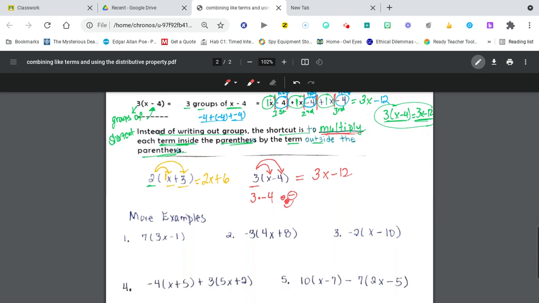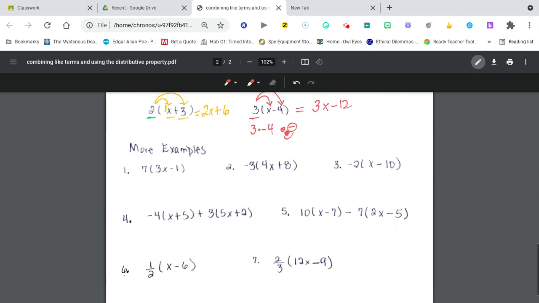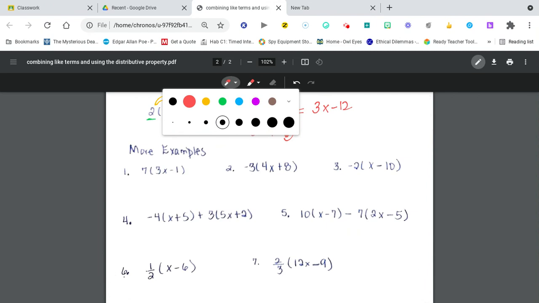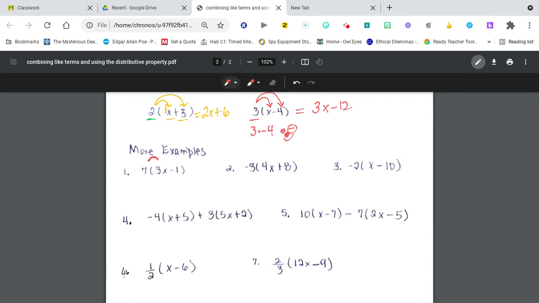All right, let's take a look at some more examples, okay? So I got a few more examples and then we'll be through. So I'm going to say 7 times 3x. Well, 7 times 3x is 21x. Now look at this, 7 times negative 1. 7 times negative 1 is negative 7. Positive 7 times negative 1 is negative 7. That's all you do.